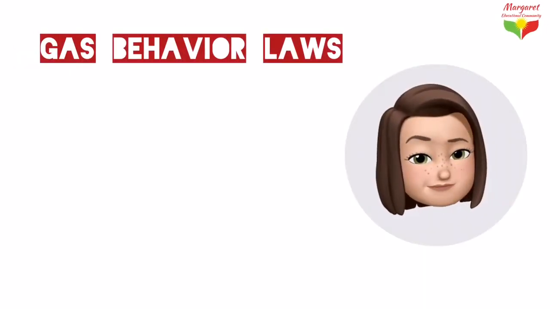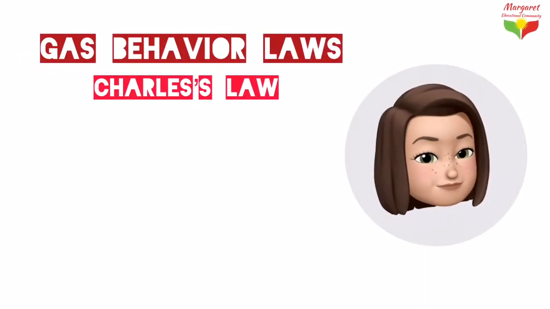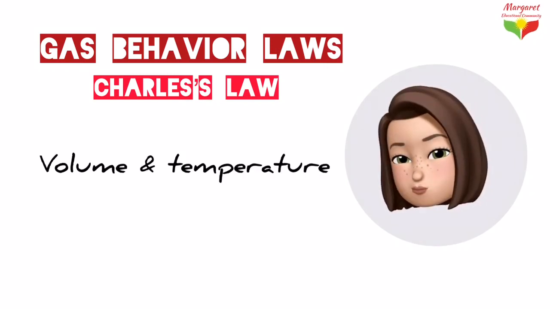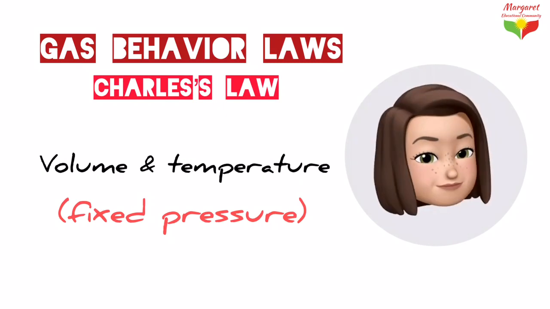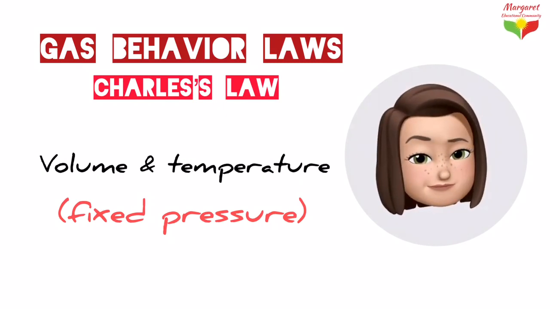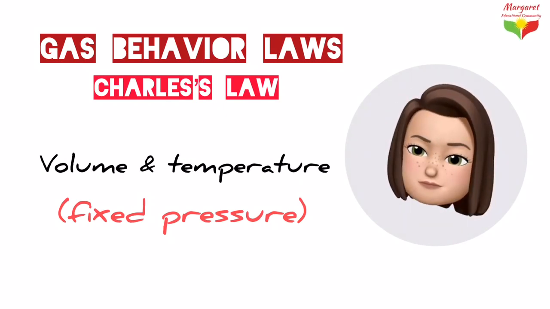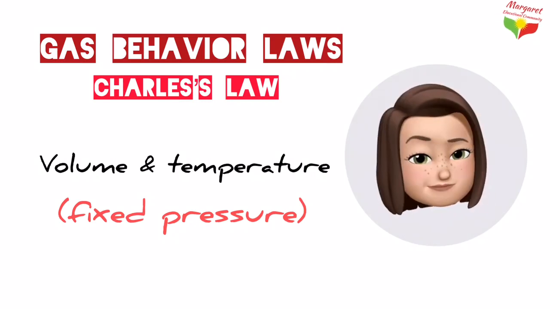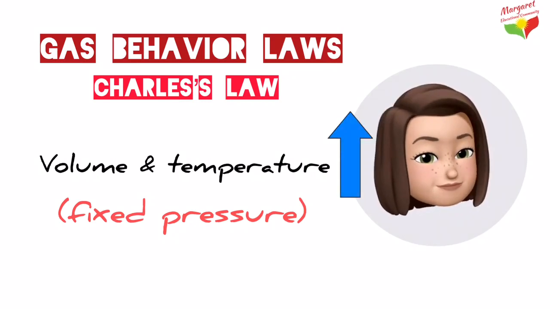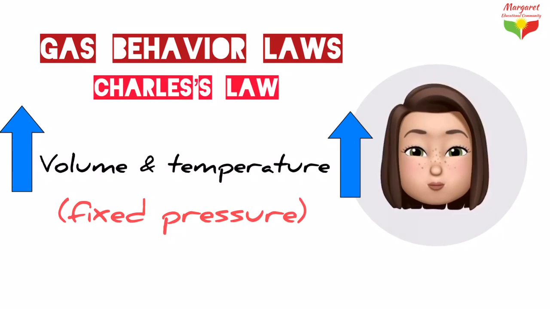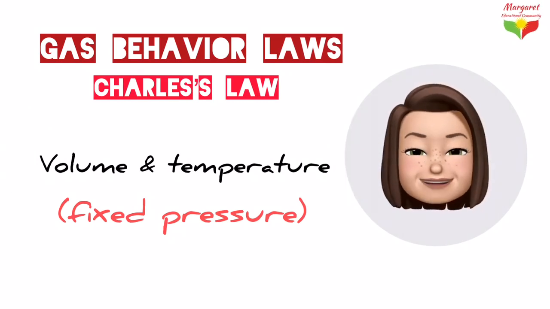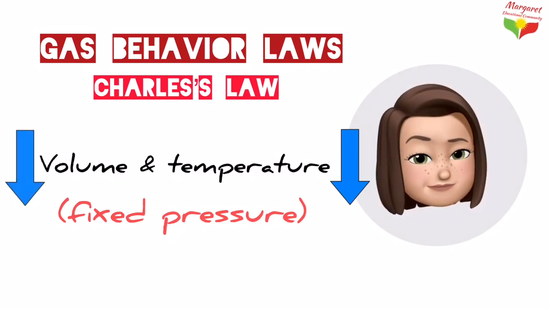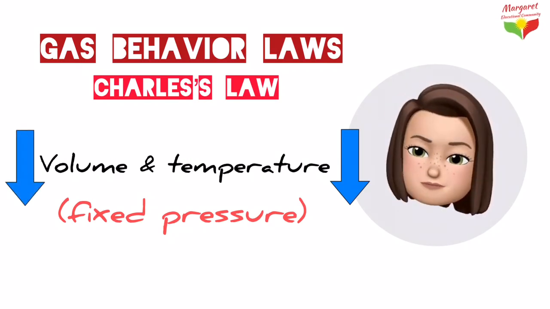The second law is Charles' law. He described the relationship between volume and temperature when pressure is fixed. He stated that the volume of the gas changes in the same way that the temperature of the gas changes. So if the temperature increases, the volume of gas also increases by the same amount. In like manner, when the temperature decreases, the volume of the gas decreases too.